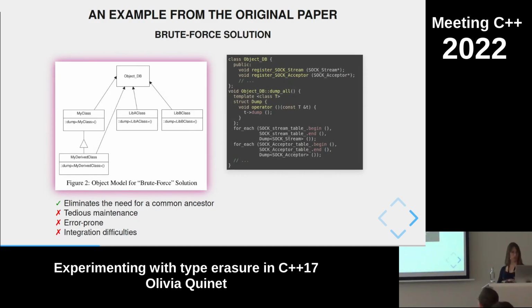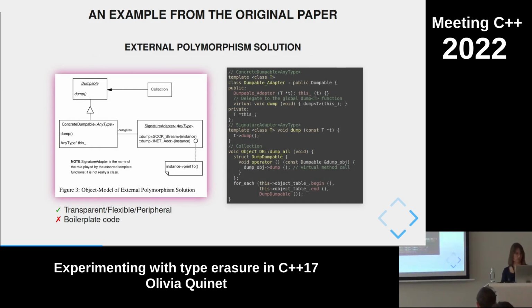The brute force solution is to adapt the object DB, so you have different register functions to store all the objects you want to dump. Of course, it eliminates the need for a common ancestor, but on the other hand, it's tedious maintenance and error-prone, because of a lot of cut and paste, and you might have some integration difficulties with different types, so it's not easy. And the third solution is the external polymorphism solution.